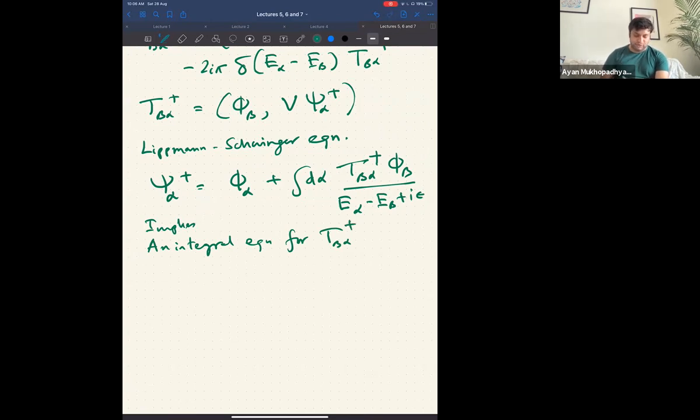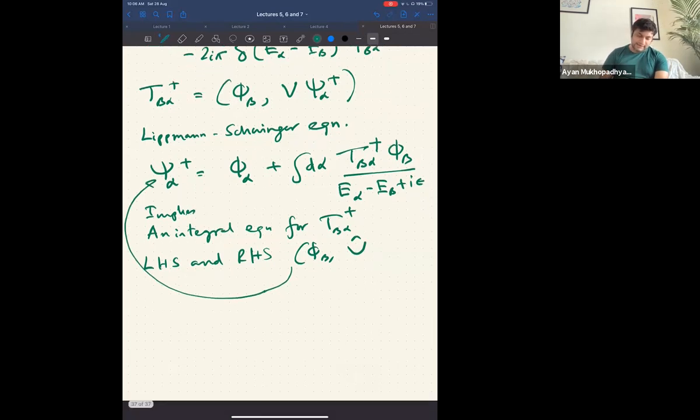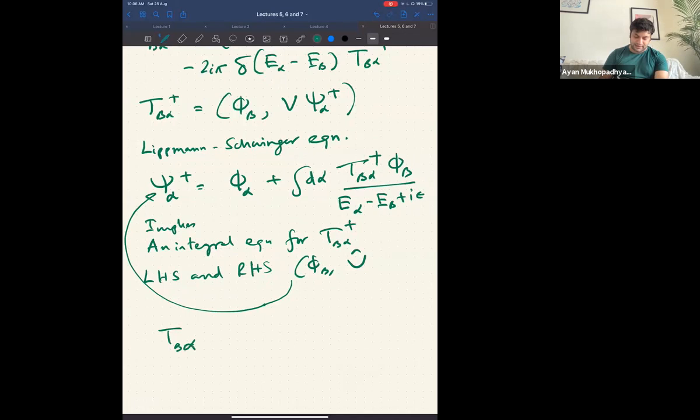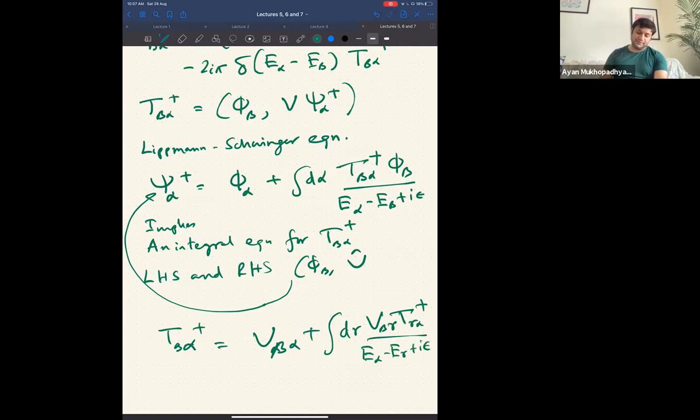So how to see that? We simply take the following thing on the LHS and RHS of the above equation. We take the inner product by first multiplying with V, right? We apply this to this equation. And then on the left-hand side, we simply get T beta alpha plus. On the right-hand side, we get, of course, V beta alpha, plus the integral d gamma, V beta gamma, T gamma alpha plus, over E alpha minus E gamma plus I epsilon. Okay, is this clear how I got this one?